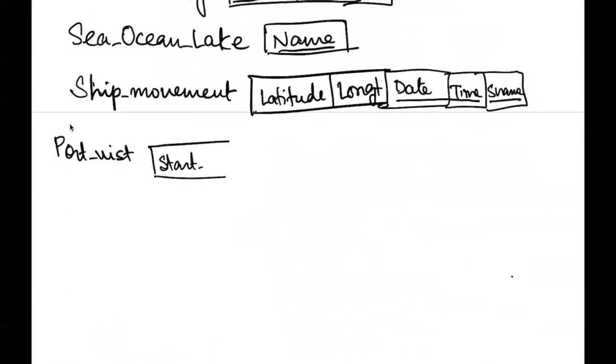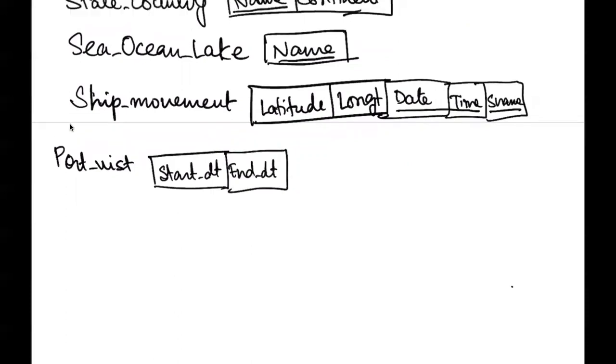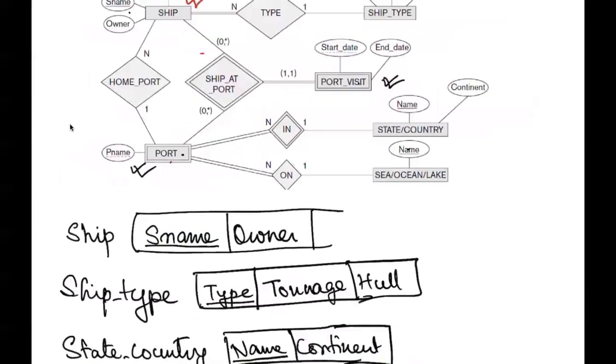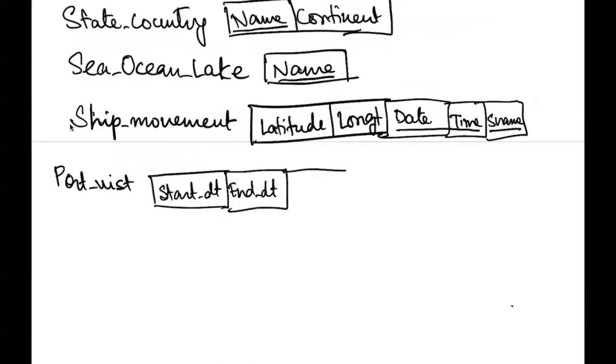Start date and end date. Okay, and the partial key is your start date. Now this is associated with the owner entity again, with this owner entity as ship. So we shall again put the primary key of ship, which is S name, here. So the primary key of this relation will be the partial key and the primary key of the owner. So start date and S name.